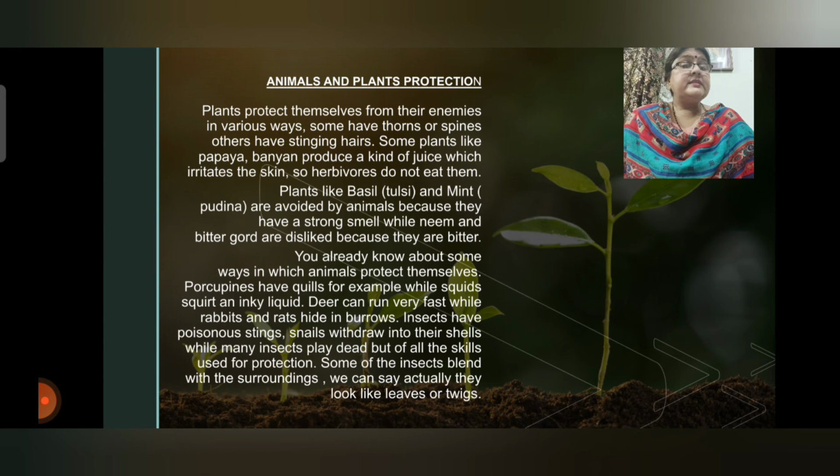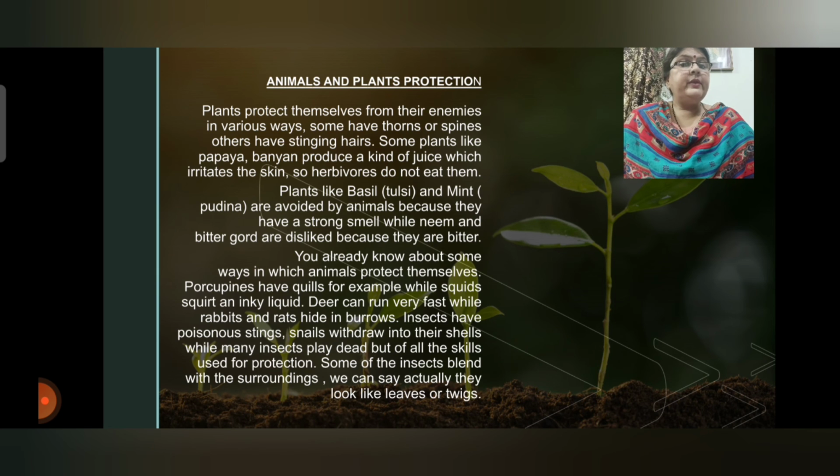Next, we have seen that plants like basil and mint produce a very strong smell. Because of that smell, animals do not eat them. Bitter gourd and neem are bitter, so nobody eats them.